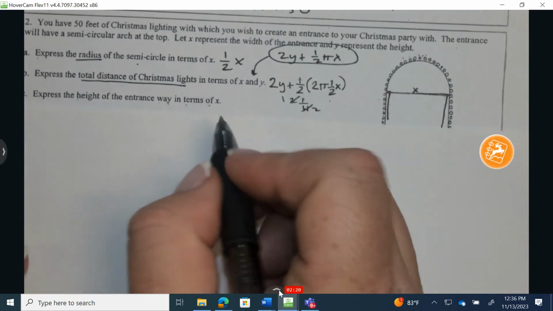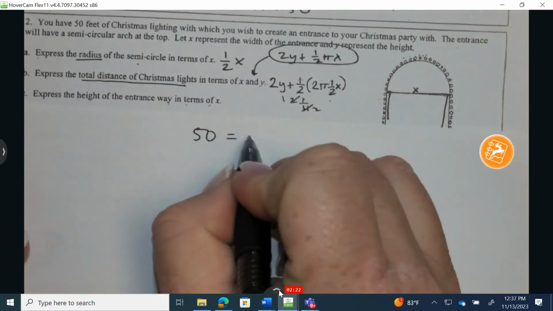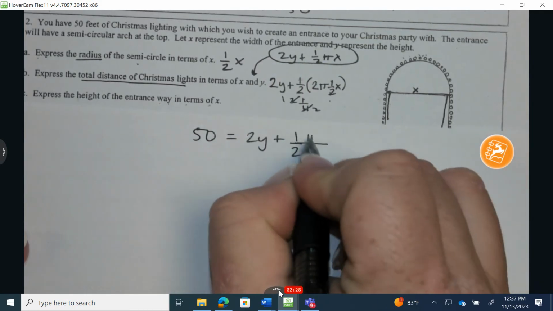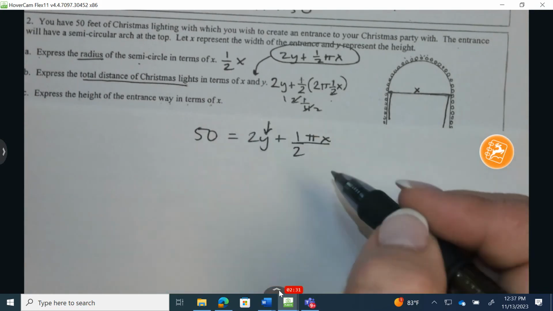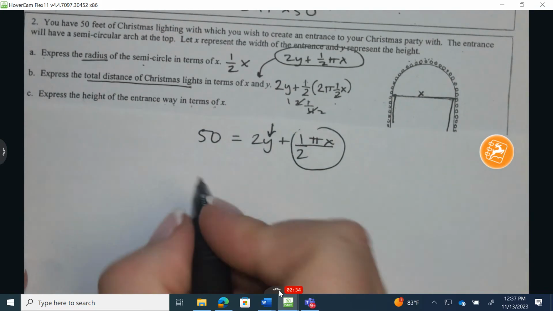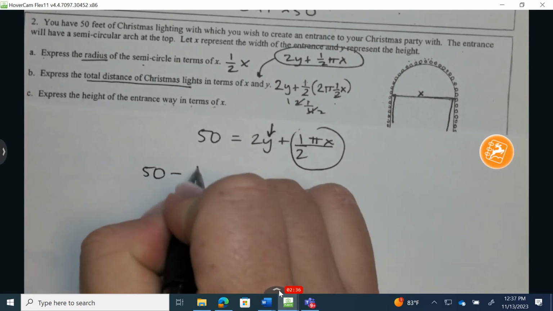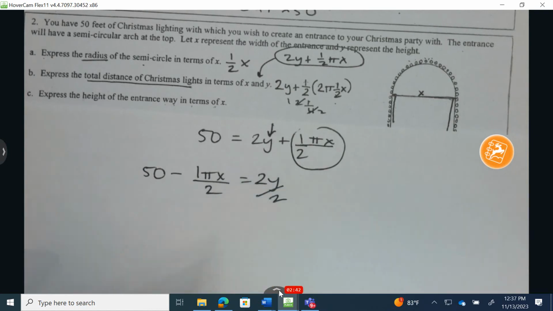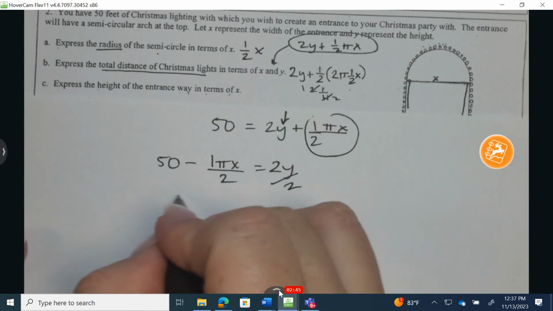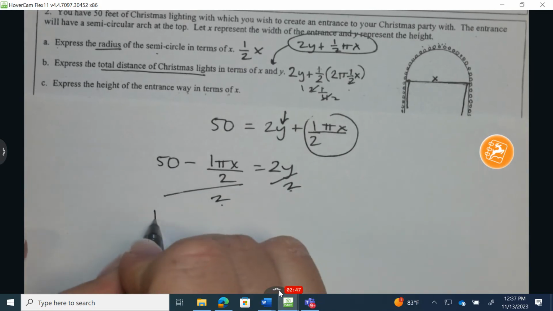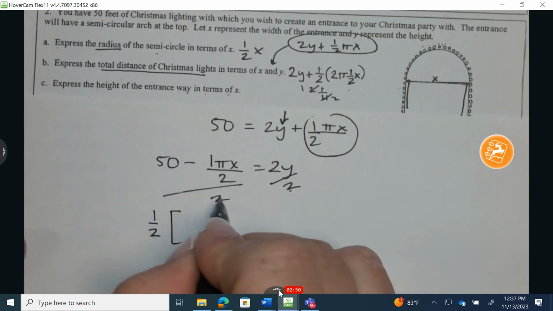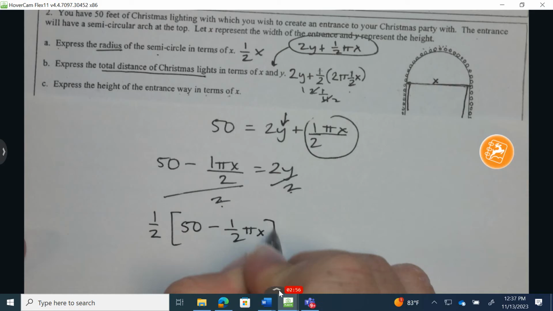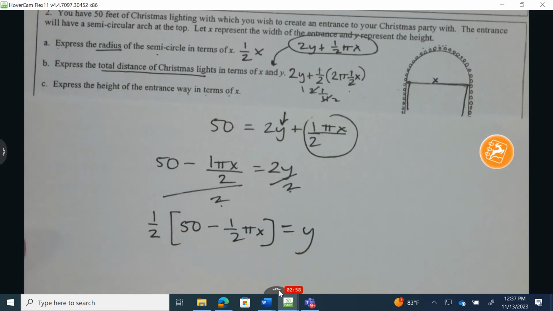So I'm going to take 50 and set it equal to 2Y plus 1/2 pi X, and I want to isolate the Y. I'm going to start by subtracting this term to the other side. So I have 50 minus 1 pi X over 2 equals 2Y. Now I'm going to divide by 2, and dividing by 2 is like multiplying by 1/2. Whatever I do to the right, I must also do to the left. So I have 1/2, because dividing by 2 is the same as multiplying by 1/2, times the quantity 50 minus 1/2 pi X. And so I've isolated the Y, but we can simplify this.